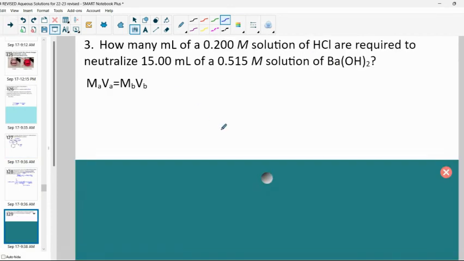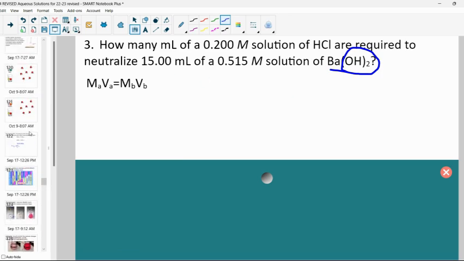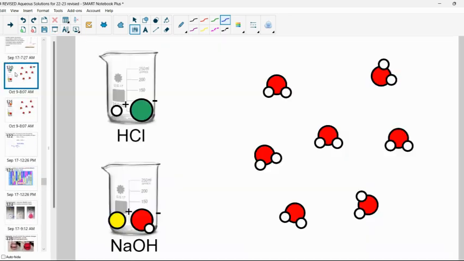All right, last one here. How many milliliters of 0.2 molar HCl are required to neutralize 15 milliliters of 0.15 molar solution of BaOH2? All right, pause the video, try this one. All right, this one looks simple. This looks straightforward. But what we probably didn't factor in is BaOH2. There's two OHs there. Thinking back, we kind of skipped this slide, but let's go through it for a second, and it's going to help us with this one.